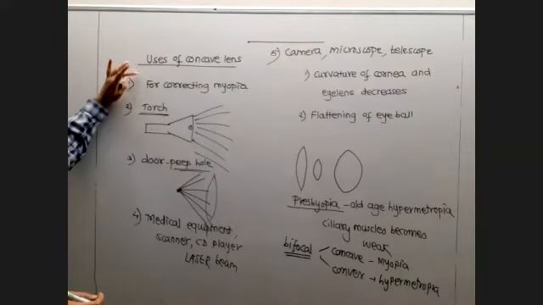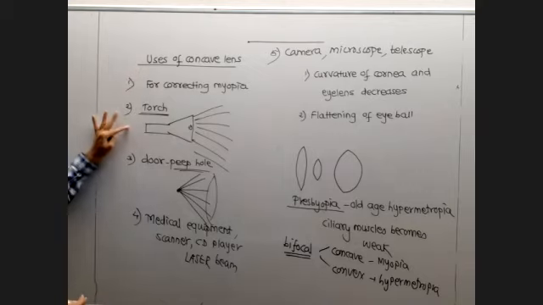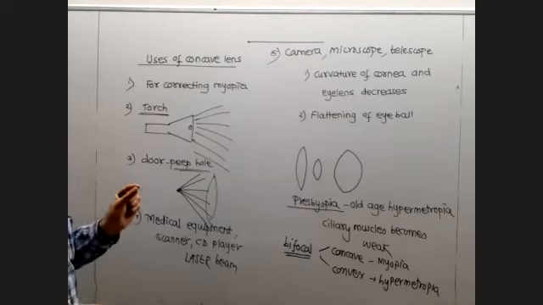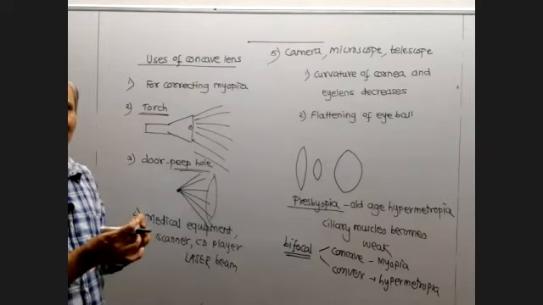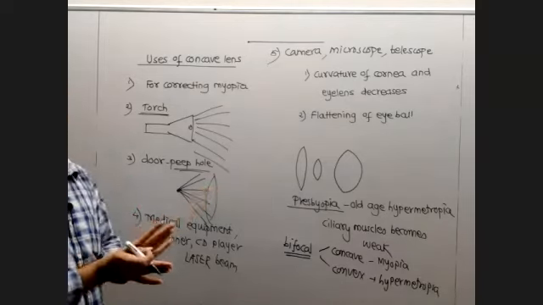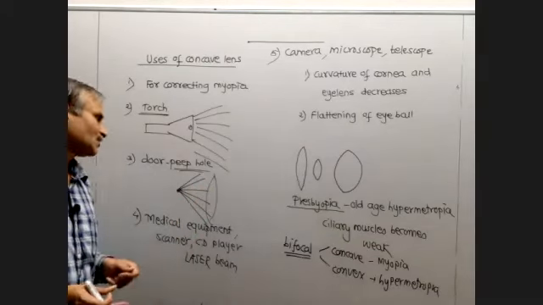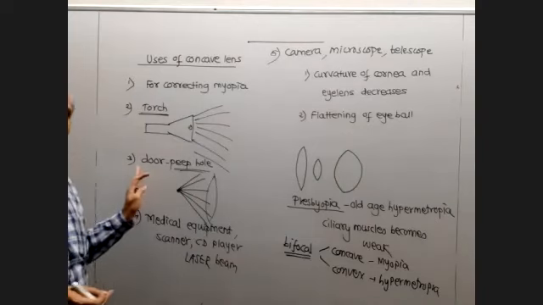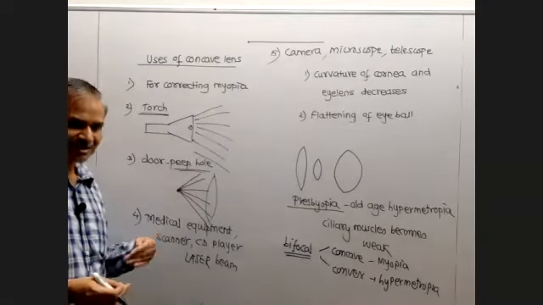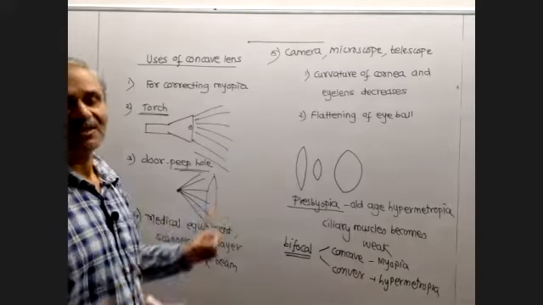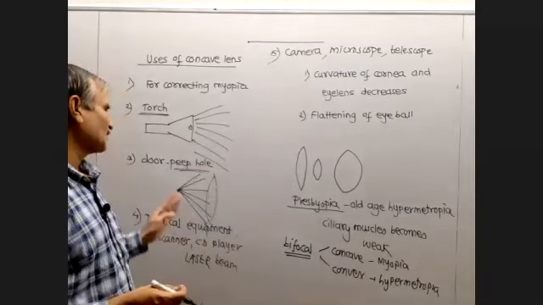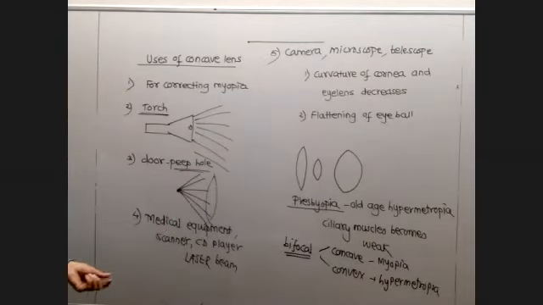First, the first use we know already is in myopia. For correcting myopia, concave lens is used. Then in the torch, the light comes out from a very small bulb, so it should cover a wide range. For that, the rays should be diverged, so concave lens is used. Then the peephole of the door. In that, a person inside should see a wide range of the outside part. That is why concave lens is used.